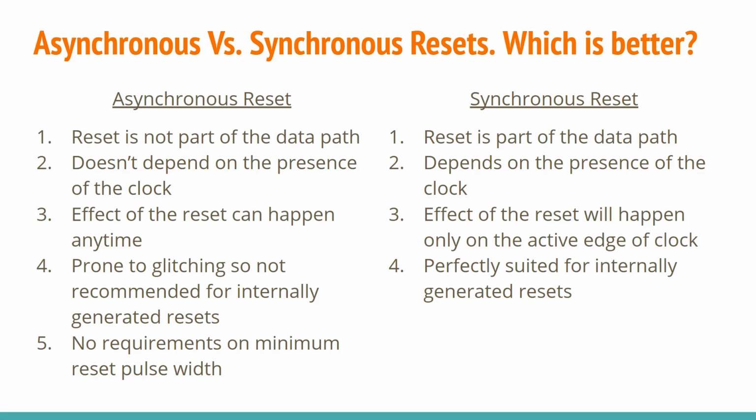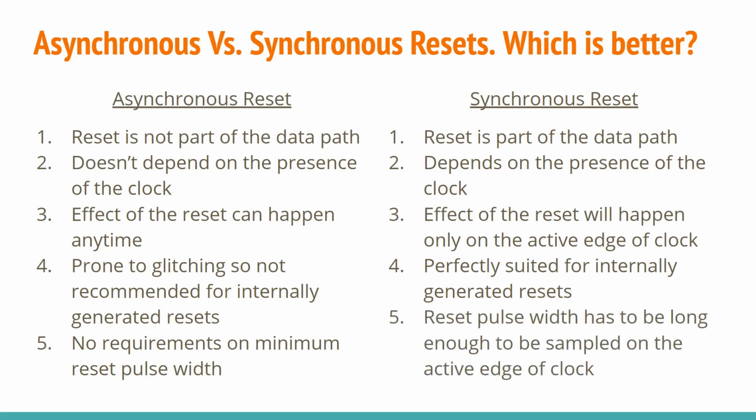The synchronous reset is perfectly suited for internally generated resets. The reset pulse width has to be long enough to be sampled on the active edge of the clock. So this is a very important point. Think about it. If your synchronous reset is toggled or is active for just a fraction of the clock period, and that happens to be not during the active edge of the clock, then the circuit is never going to catch that reset pulse. That's why there is always this inherent constraint on the synchronous reset that the reset pulse has to be at least a few times the clock period of the clock that is getting used.